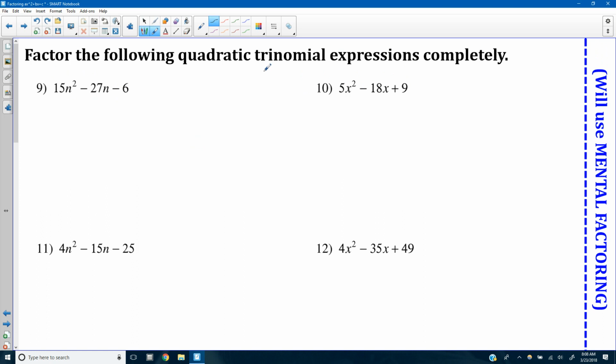Finally, I'm going to look at factoring quadratic trinomials mentally. Ready? Okay, number 9, 15n squared minus 27n minus 6. You know what's going to save me? A common factor of 3. That's right, kids. We have 3 times 5n squared.